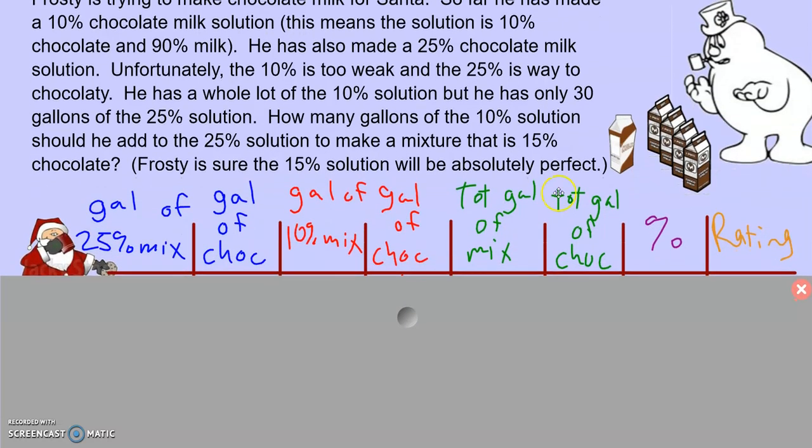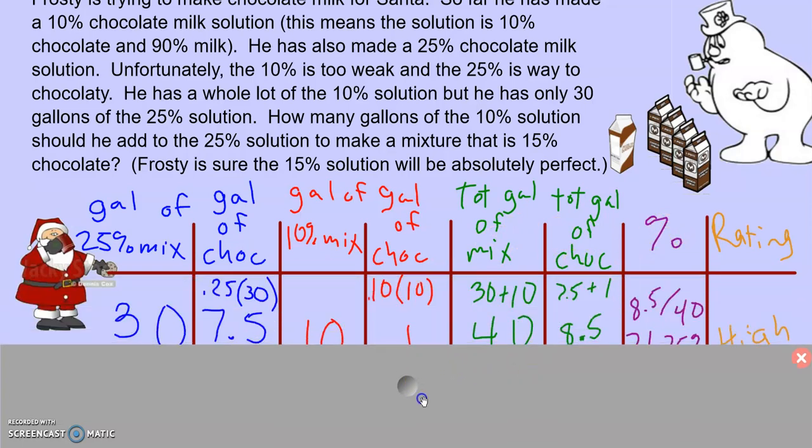So I'm going to start by listing what I know about the 25% mix, how much I have, and how much of it is chocolate. I'm then going to guess a number for how much 10% mix I should add, and figure out how much of that is chocolate. Then I figure out how much total chocolate milk I have after combining these, and also how much total of it is chocolate by combining these two numbers. I then find the percentage of this new mixture that is chocolate, and I'm hoping to get 15%.